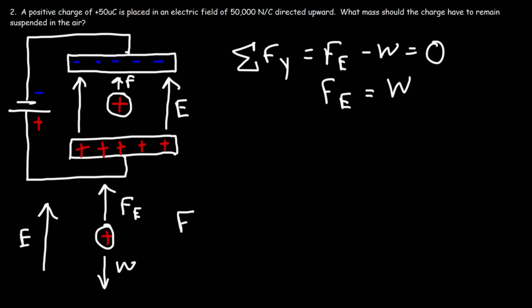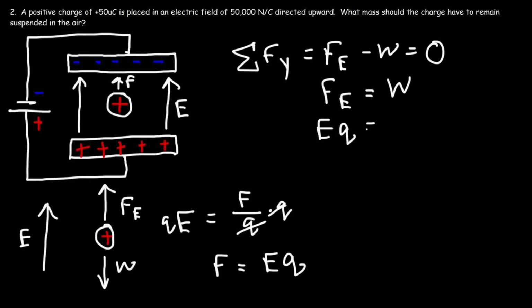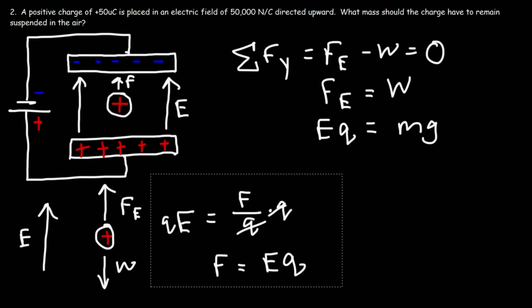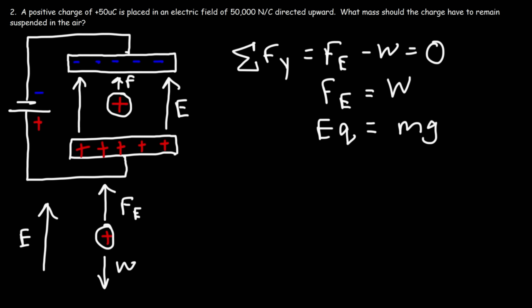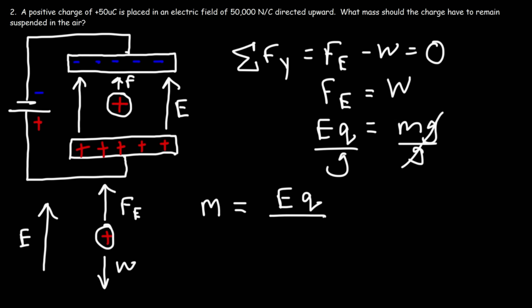Now, the electric field is equal to F over Q. Multiplying both sides by Q, we can see that F, the electric force, is the electric field times Q. So let's replace the electric force with E times Q. Now the weight force is simply mg. So now we have everything that we need in order to calculate the mass of this charge. Let's divide both sides by g. So the mass of the charge is going to be equal to the electric field times the magnitude of the charge divided by the gravitational acceleration.